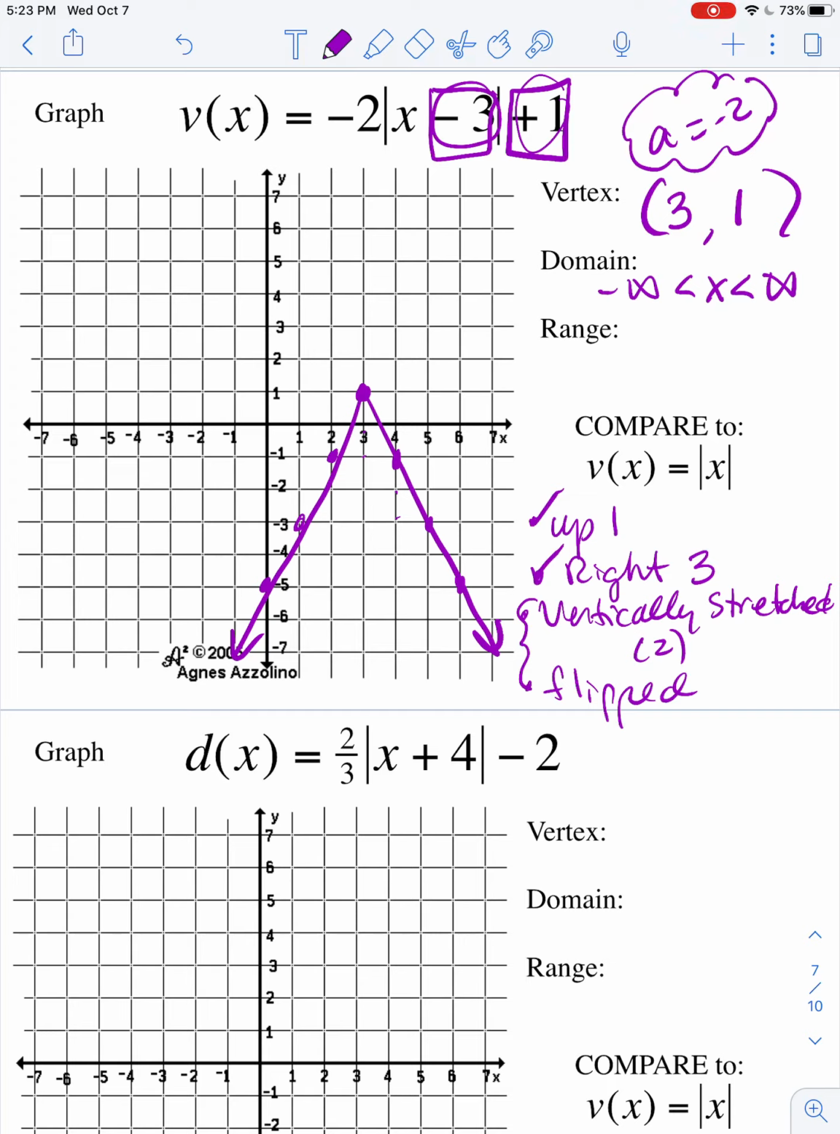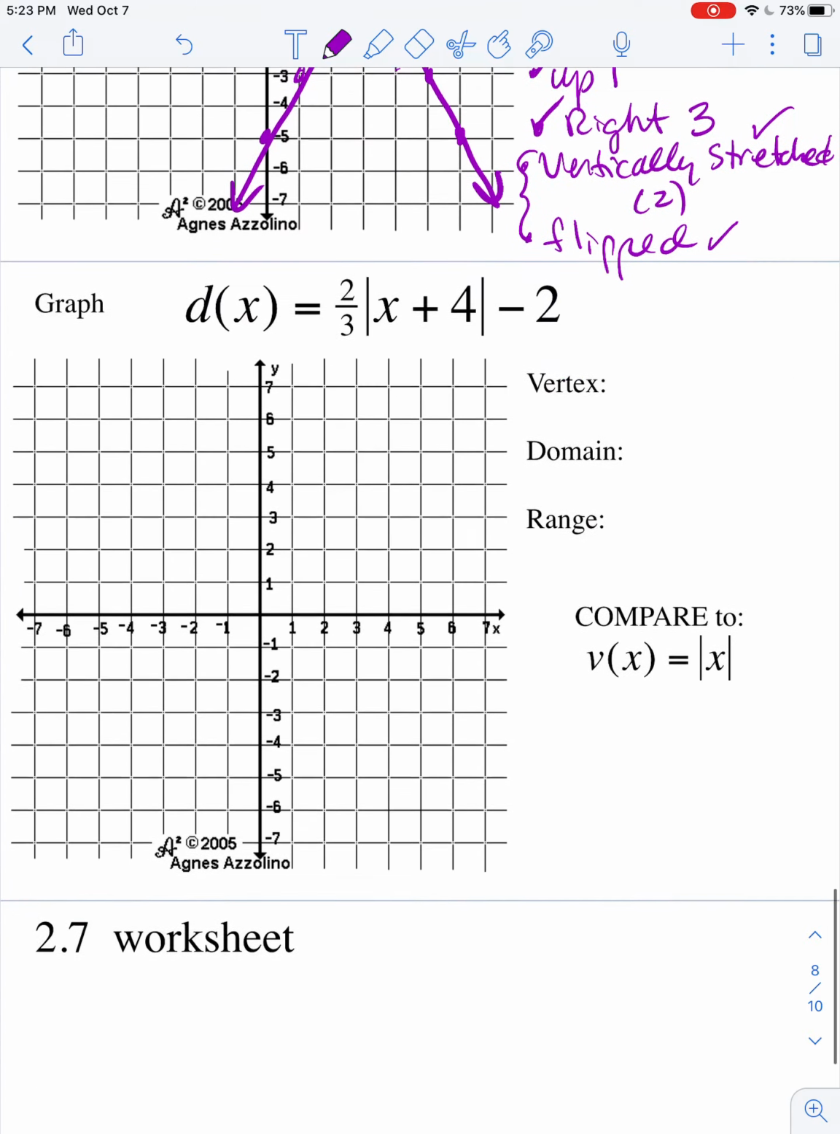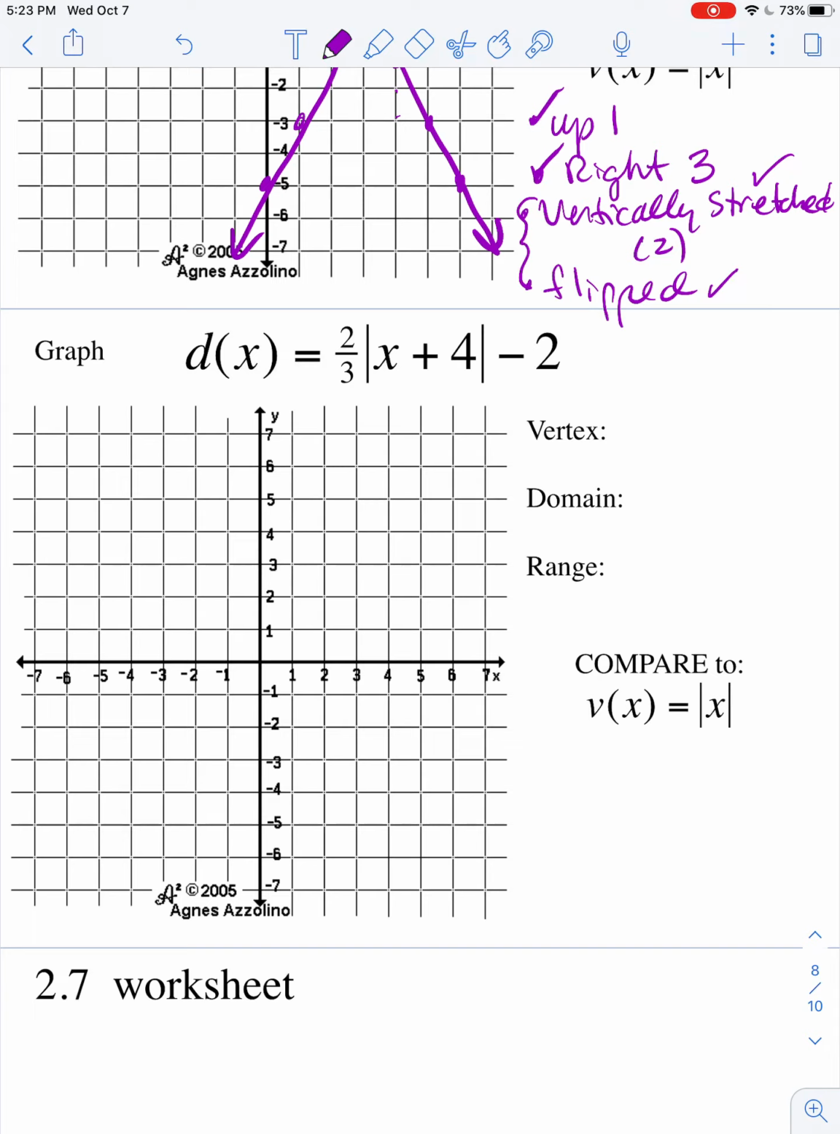Wow, that's like the world's worst line. But when I'm done, I'm pretty happy because it's flipped over, it's skinnier than normal, it's moved to the right 3, up 1, I'm good to go. And now I have to think really hard about my range because it's the top part I don't need. So here I'd have to say, what's the lowest it goes? Well, -infinity. What is the highest it goes? Right here, which is 1. That's a thinker.